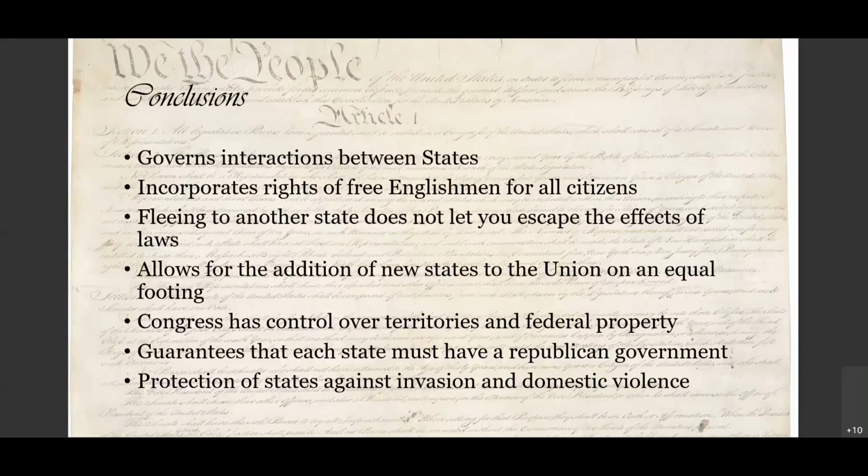Congress has control over territories and federal property. We have a guarantee that each state must have a Republican government, and the federal government is also a Republican form of government. And it protects states against invasion and domestic violence. And that covers Article 4.